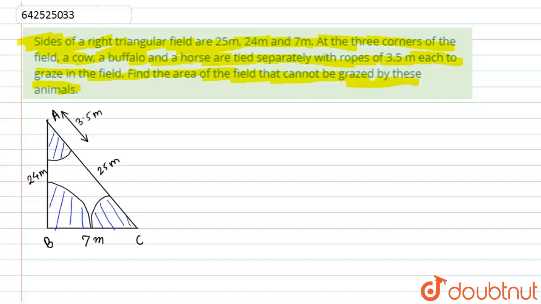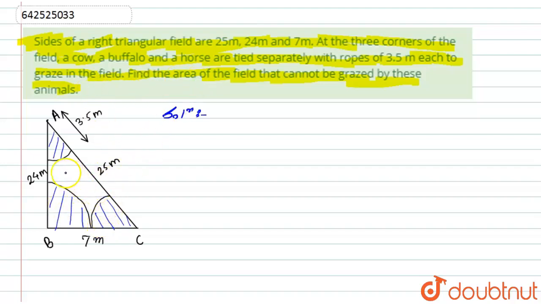So let's start with the solution. First of all, if I try to draw the diagram according to the question, it will look like a triangle, and these are the fields of grazing by the cow, buffalo and horse.